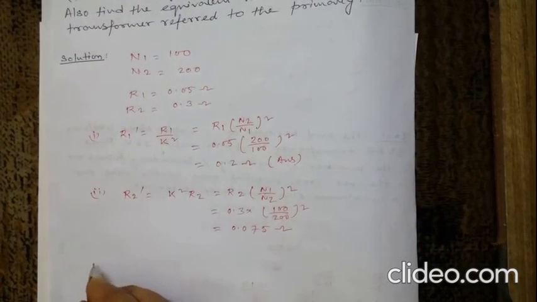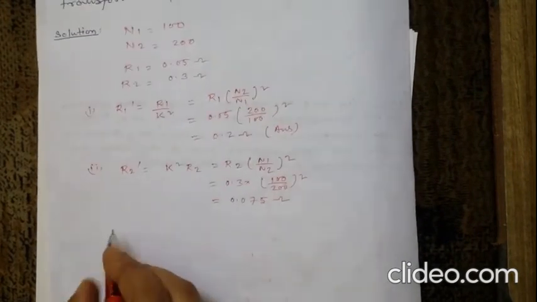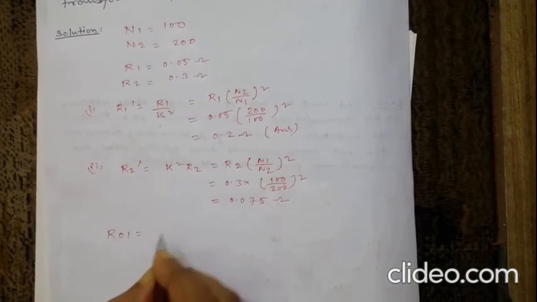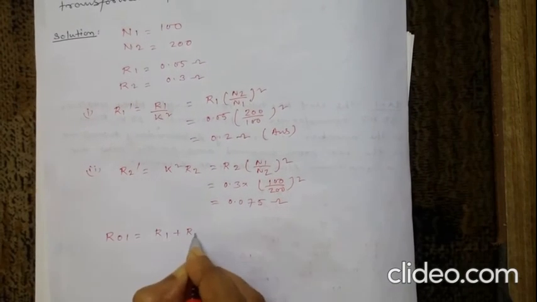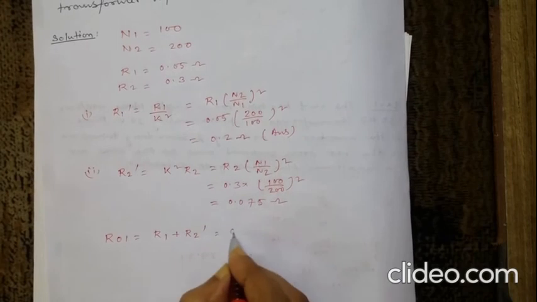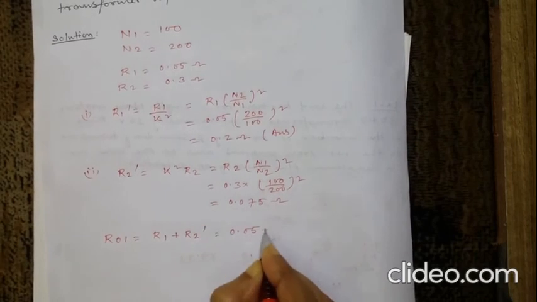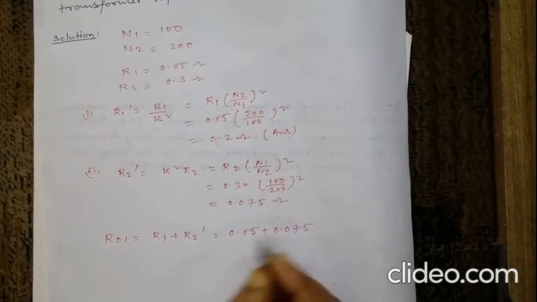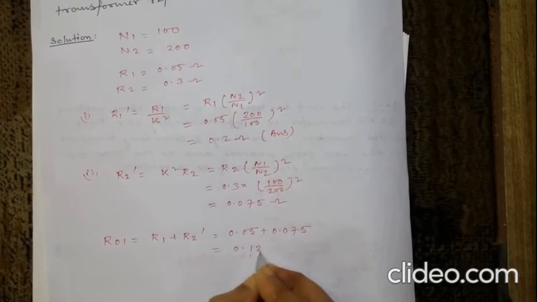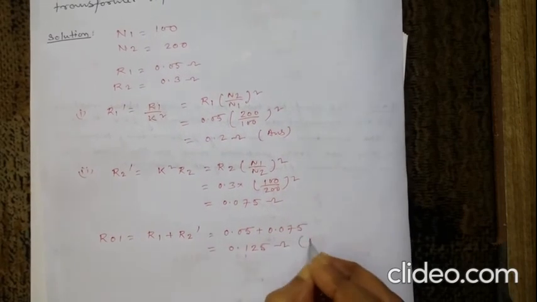Now the next question, find the equivalent resistance of the transformer referred to the primary. We know that R01 equal to R1 plus R2 dash, is equal to 0.05 plus 0.075, is equal to 0.125 ohm. Answer.